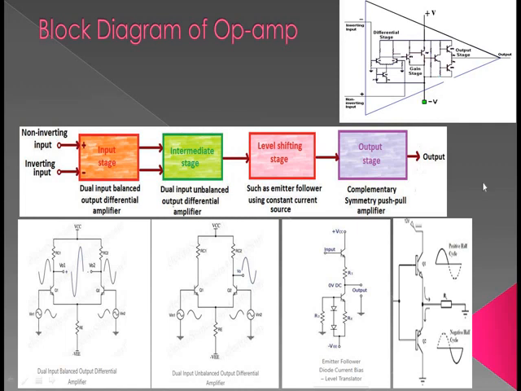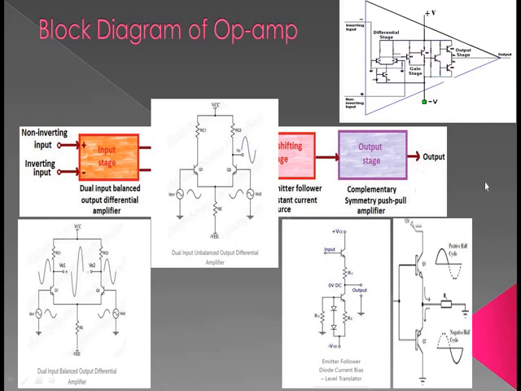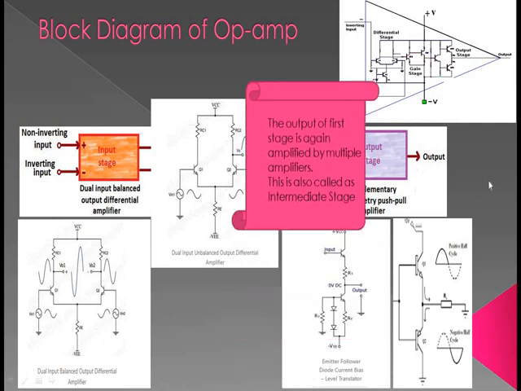Next stage is intermediate stage. Intermediate stage is also an amplifier which amplifies the signal coming from the first differential amplifier. It is called intermediate stage.